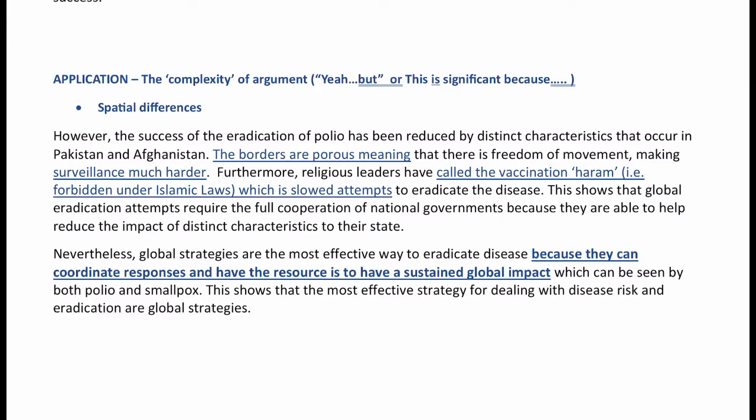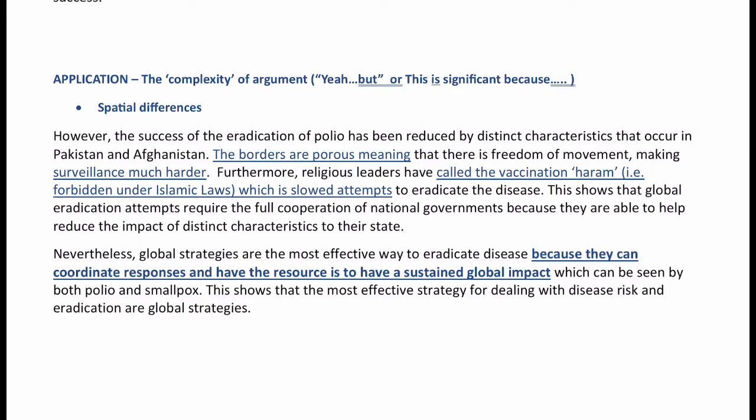So I've said polio was eradicated in lots of places, but however, places like Pakistan and Afghanistan it hasn't been. This is because of porous borders. This is because of social issues and religious issues, including vaccinations being haram. And therefore, they actually need national cooperation with the global strategy to be entirely effective.